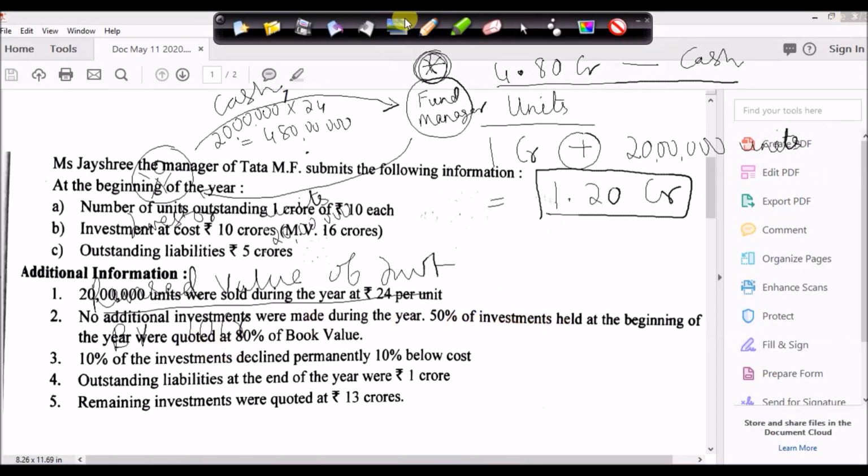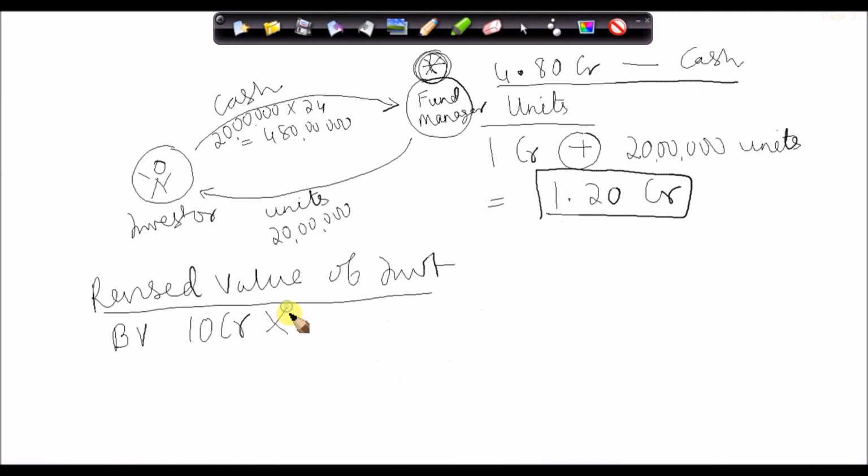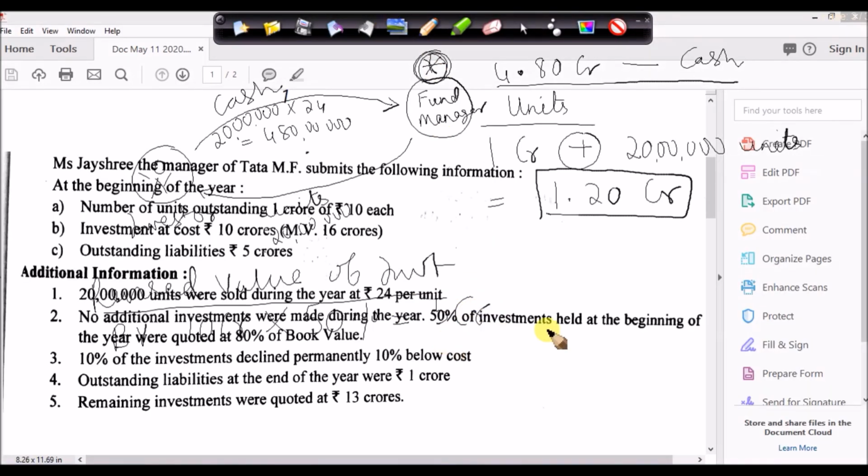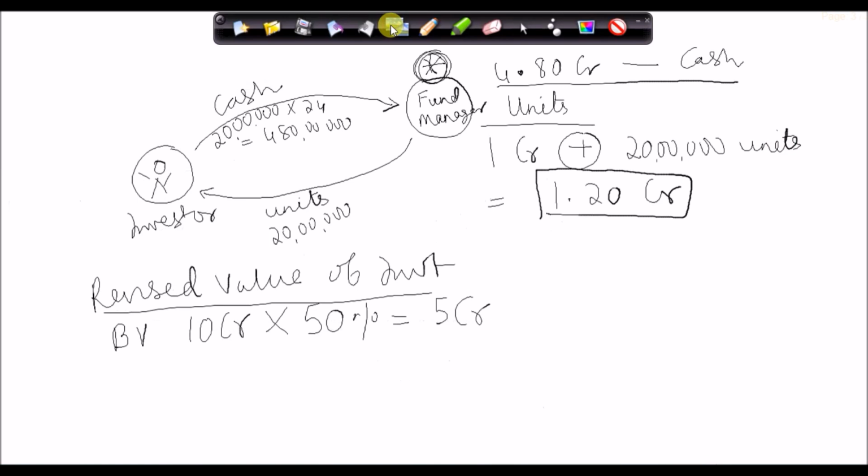So 50% of the investments, so the investments right now are 5 crore. Now what they have said is that this 50% of the investments held at the beginning of the year were quoted at 80%. So their value has dropped and now they are quoted at 80%. So 5 crore into 80%, 5 into 80%.